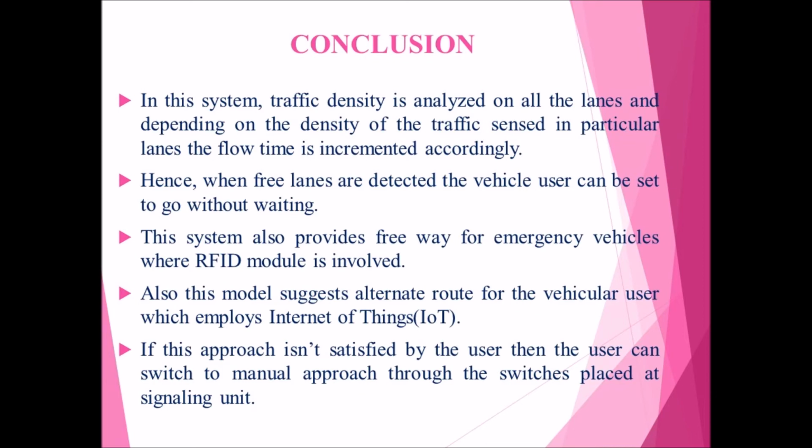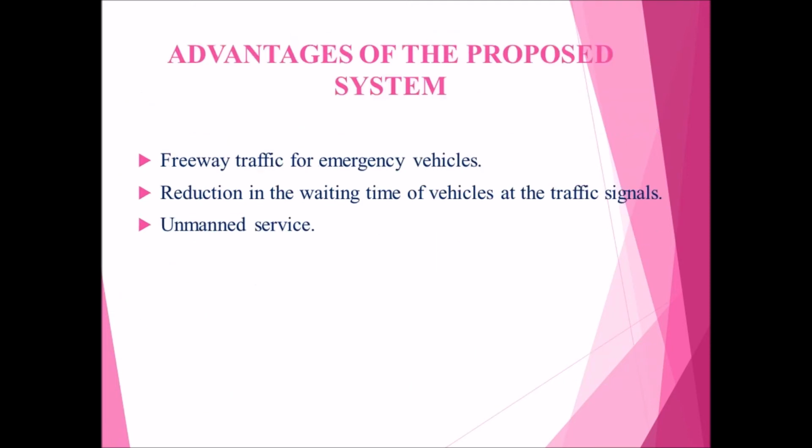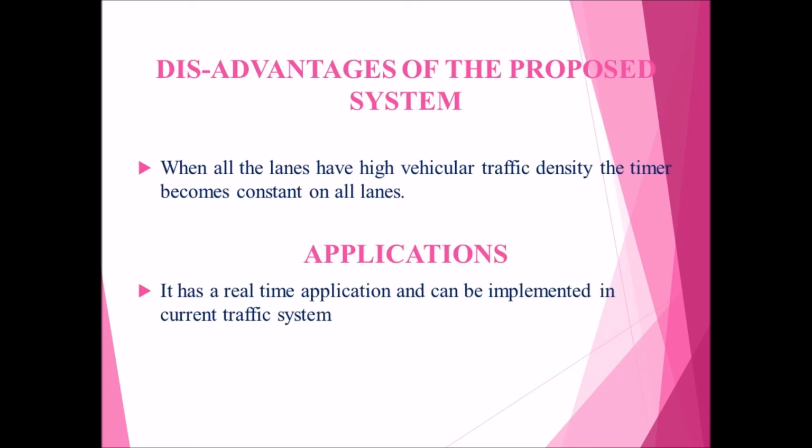If this approach isn't satisfactory to the user, then the user can switch to manual approach through the switches placed at the signaling unit. Some of the advantages of the proposed system are freeway traffic for emergency vehicles, reduction in waiting time of vehicles at the traffic signals, and unmanned service. The disadvantage of the proposed system is that when all the lanes have high vehicular density, the timer becomes constant for all the lanes. The application is that it has real-time use and can be implemented in the current traffic system.